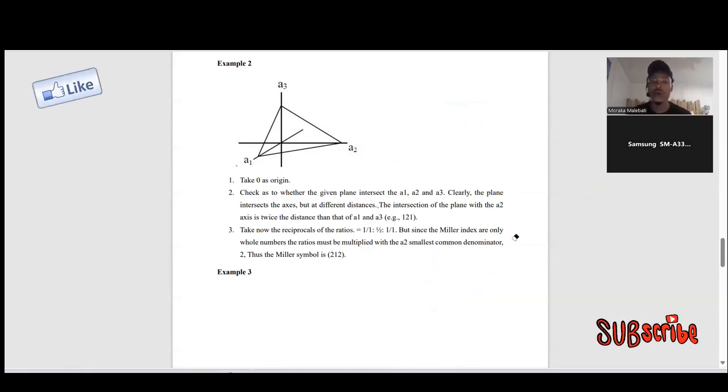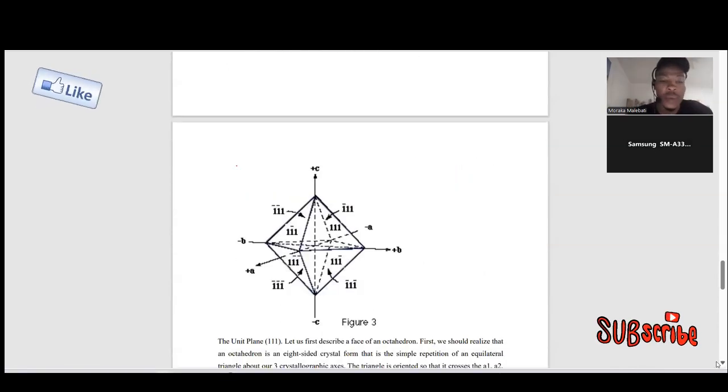Yeah, these things are very interesting. Let's deal with example 3. I'm going to choose at least 2 planes for practice purposes. Let's choose this plane. Remember, we've got the orthogonal axes A, B, C in this case.